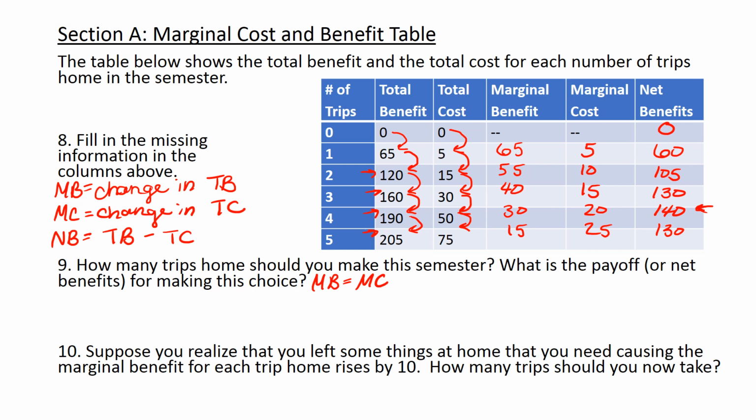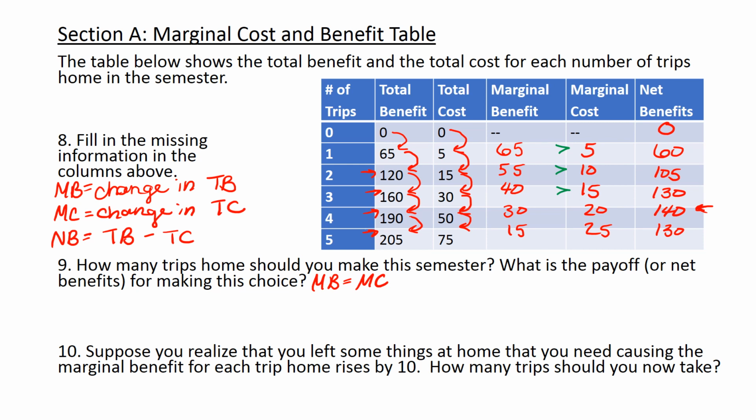For 1 trip, we have marginal benefit being 65 and cost being 5. That means you pay $5 for something worth 65. That's definitely a good deal, so you should at least take 1 trip home. Your second trip costs you $10 and benefits you 55. So that trip is also a good one to take. The third trip costs you 15 and benefits you 40. So also a good trip.